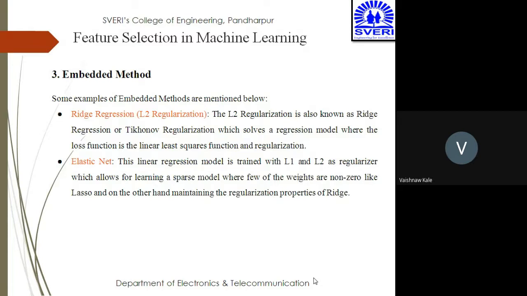And the third one is the elastic net. This linear regression model is trained with L1 and L2 as a regularizer, which allows for learning a sparse model where few of the weights are non-zero like lasso, and on the other hand maintaining the regularization properties of ridge. So obviously it is going to use L1 and L2 together, but keeping in mind that the regularization property of ridge is maintained. This is how the embedded method works.